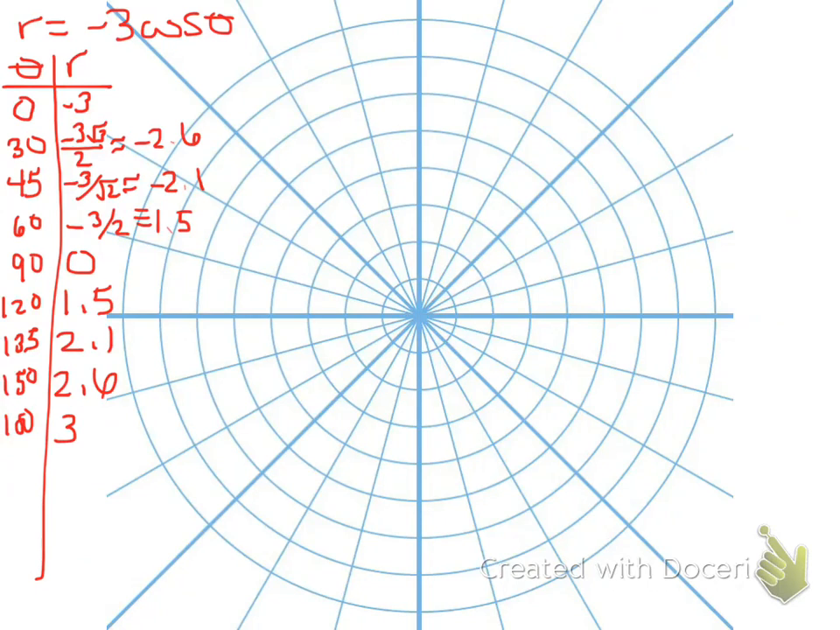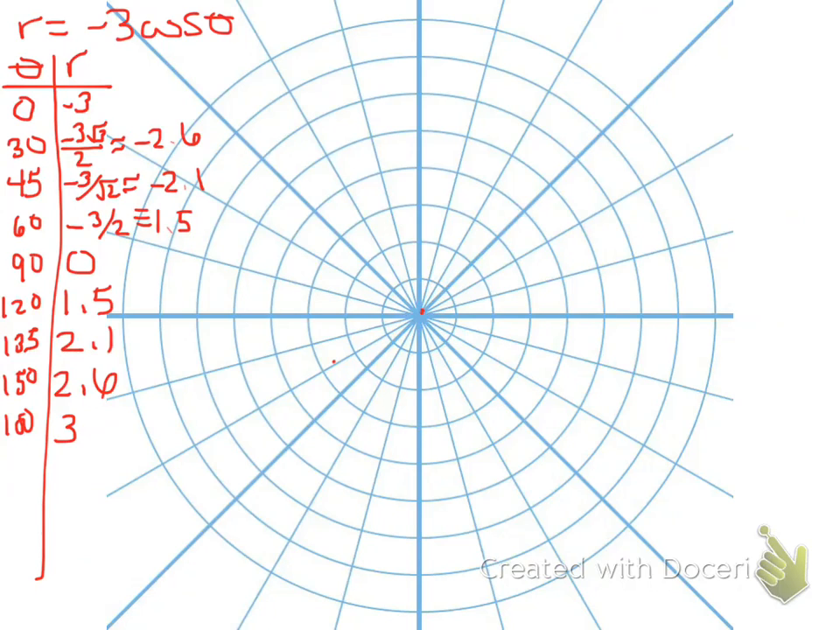Let's plot. Okay. Oh, negative 3, 0. That's the pole. Okay? Right there, our pole. Let's make this line a little thicker so you can see it. There we go. Pole. Okay. So then we have negative 2.6. So I'm going in the negative left direction, 2.6. And then I'm going to go 30 degrees positive, and that's going to bring me right there.